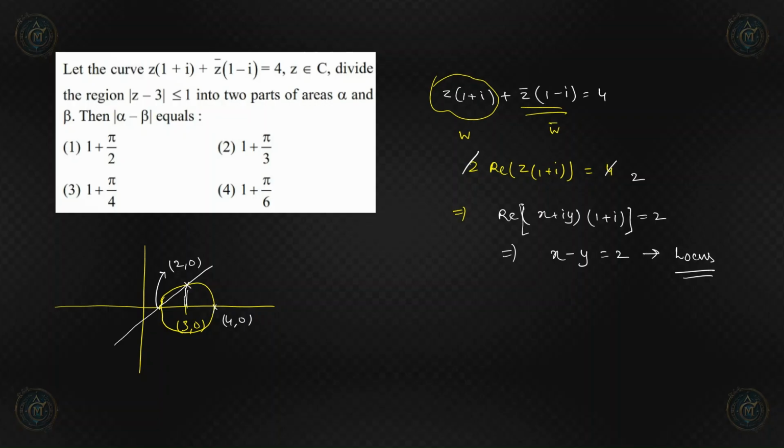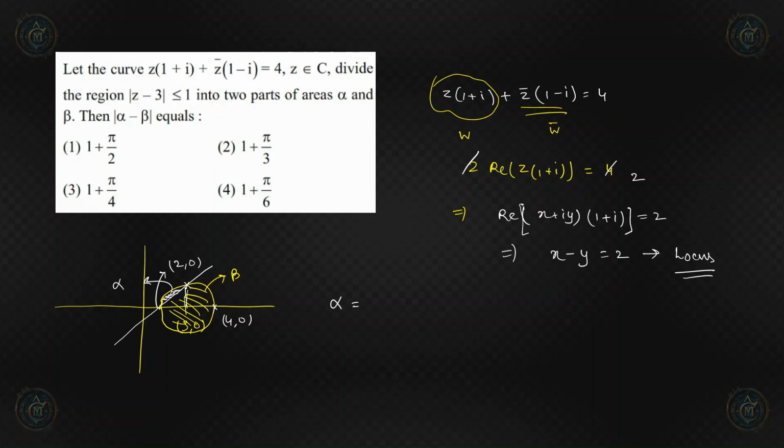So we can see the disc is divided into two parts, alpha and beta. So alpha will be, let's say, this part. We can take any of these two regions as alpha and the other region will be beta. That means we can take this white region here to be our alpha, and this yellow region here we can take as beta.